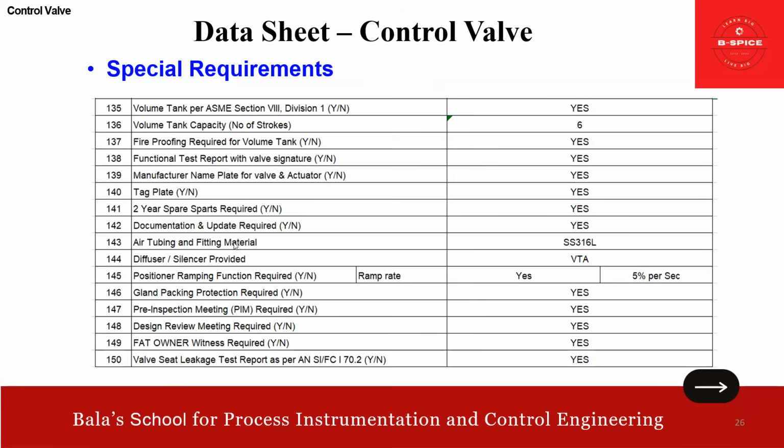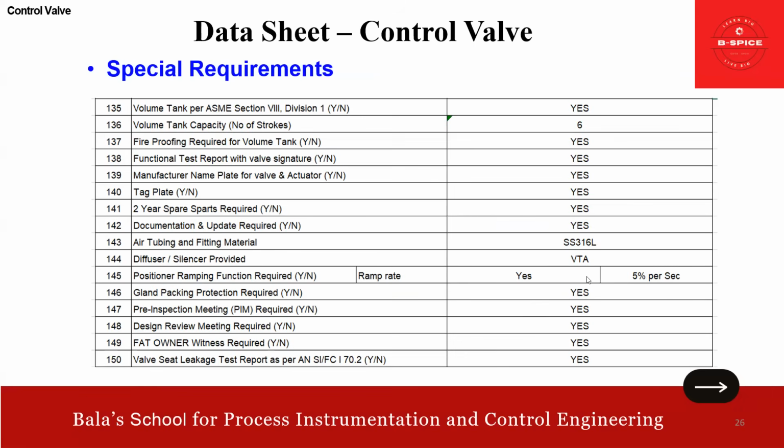Documentation, yes. Air tubing fitting material should be SS316. This one is very clear because in a recent project, the vendor said I will use only nylon tube, this is polyurethane 6 tube. So it is better to specify here upfront so that we will not get that kind of crazy thing actually. Okay. Then diffuser silencer provided. Of course, this is VTA. Positioner ramping function, yes, needed.